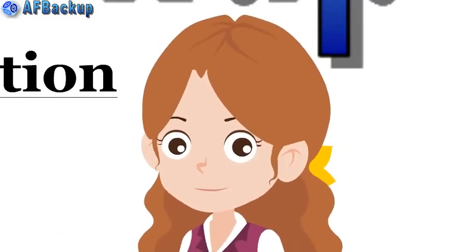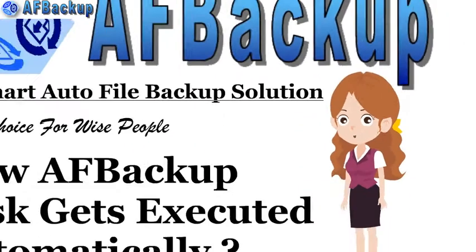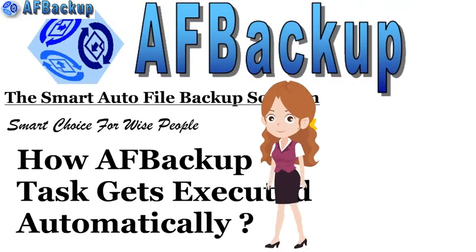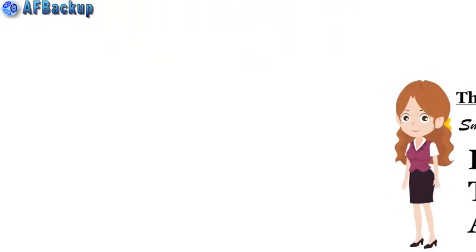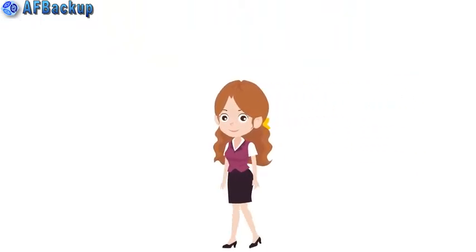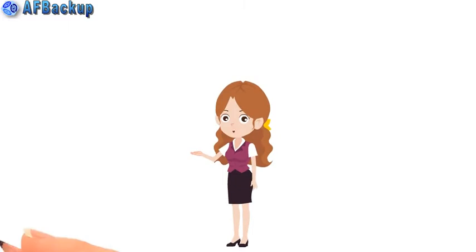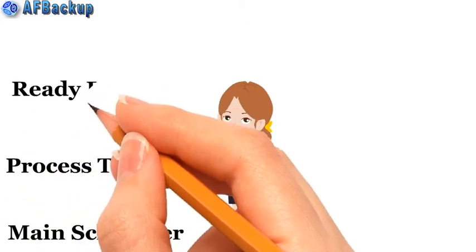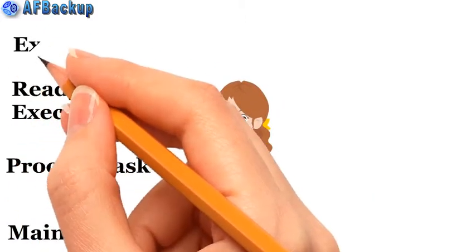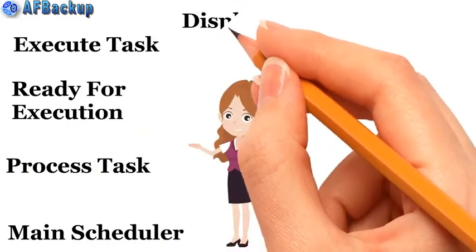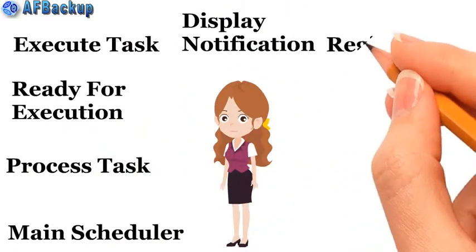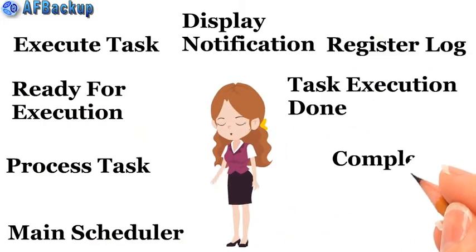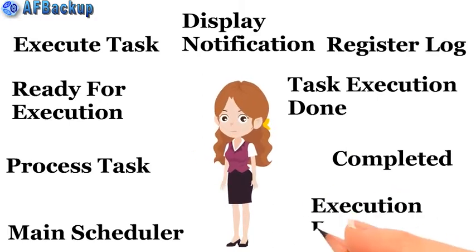Today, I will give you a brief introduction to how tasks get automatically executed in Afbackup. In the following section, I will discuss how the main scheduler initially processes a task and marks it ready for execution, and then executes the task with display of notification and registration of log. And after execution of the task is done successfully, it is marked as completed, or as execution error.